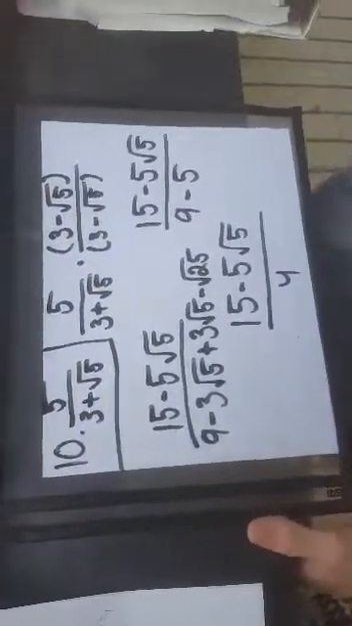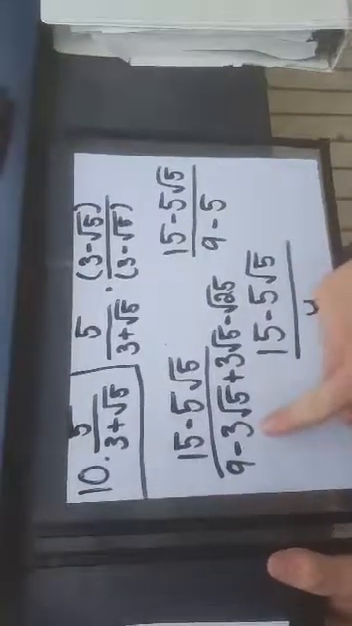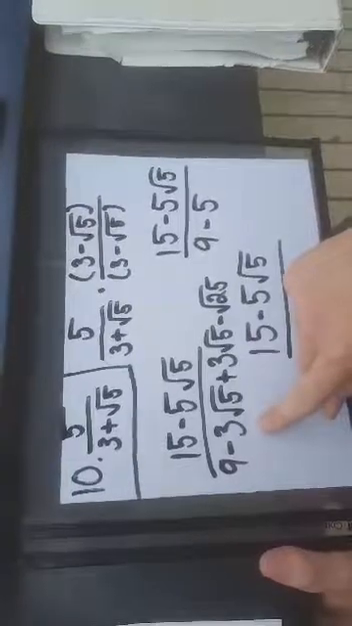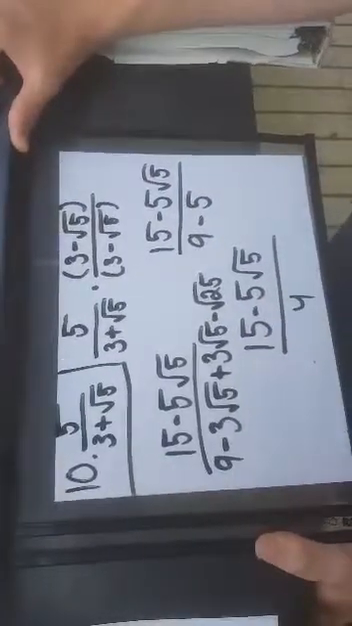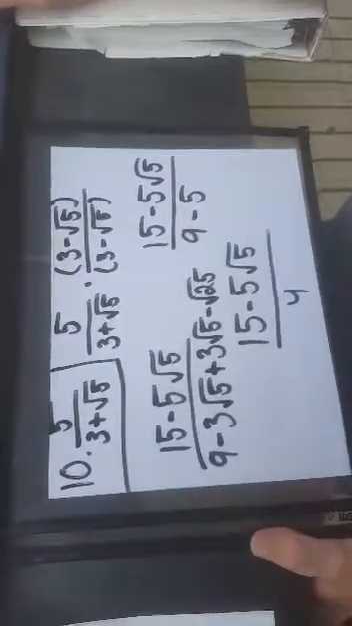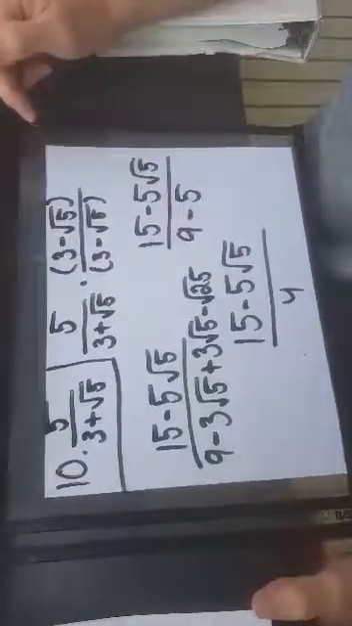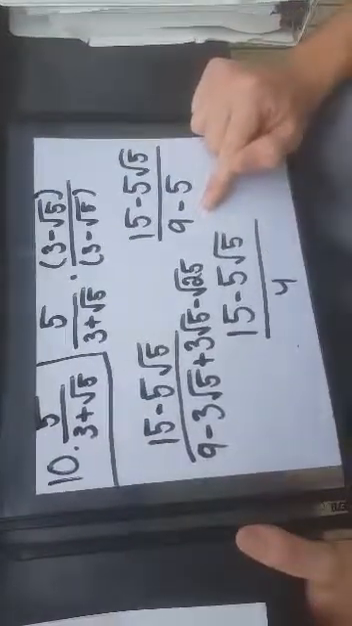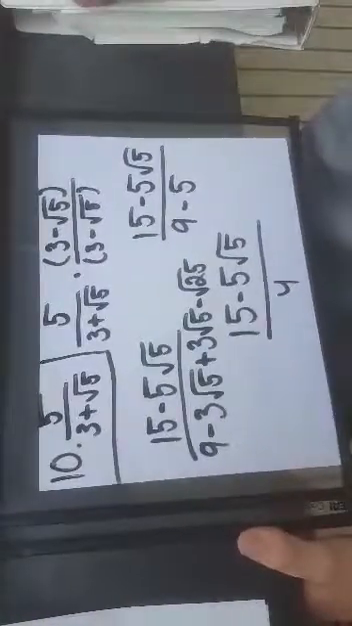Now once you multiply across, you get on the top 15 minus 5 radical 5 over 9 minus 3 radical 5 plus 3 radical 5 minus radical 25. The minus 3 radical 5 and the plus 3 radical 5 cancel out, so you're left with 9 minus the square root of 25, which is 5, so you have 9 minus 5. Now that goes to 4, you get 15 minus 5 radical 5 over 4.